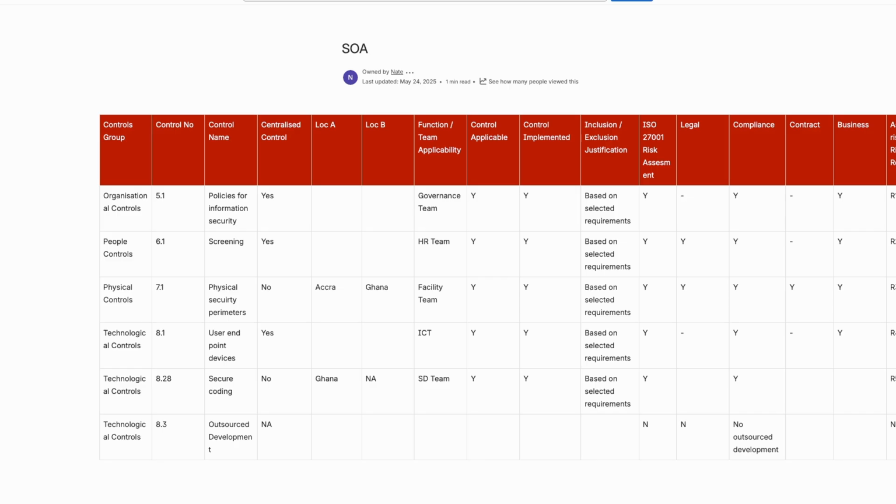So friends, these are the two ways of writing the statement of applicability. The second one is very crucial, and it is very concise and precise. If you are able to adopt this, you are going to be good.